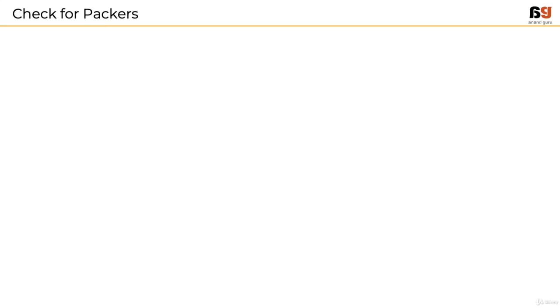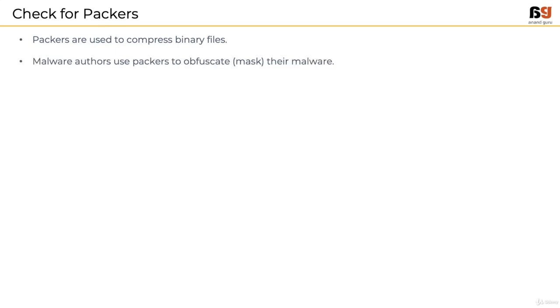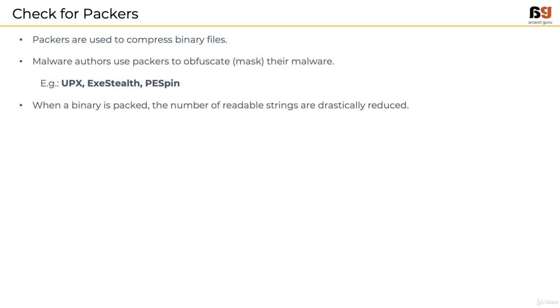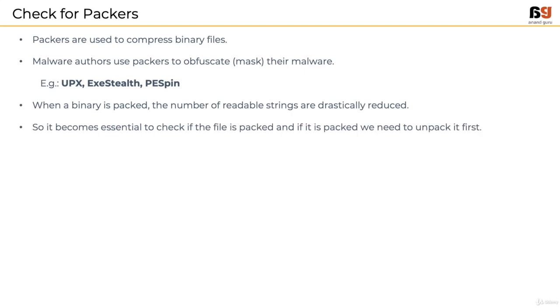Next, we need to check for packers. To refresh the concept, packers are used to compress binary files. Malware authors use packers to obfuscate their malware. Examples of packers include UPX, EXEStealth, and PESpin. When a binary is packed, the number of readable strings in the sample is reduced, thereby making the process of malware analysis complex. So it is essential to unpack a sample before analyzing it.